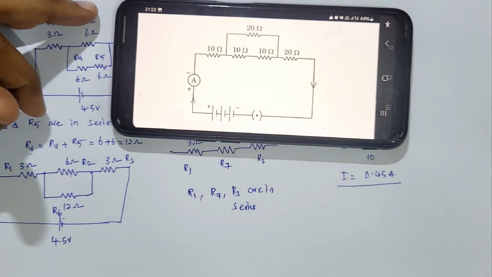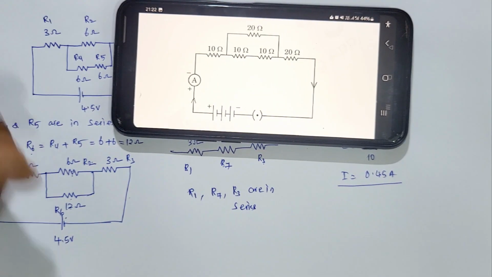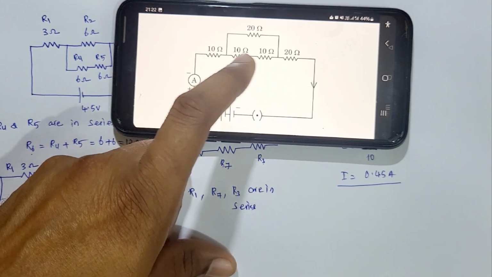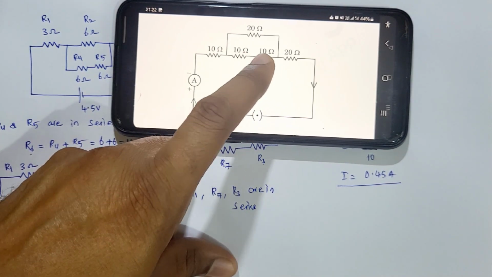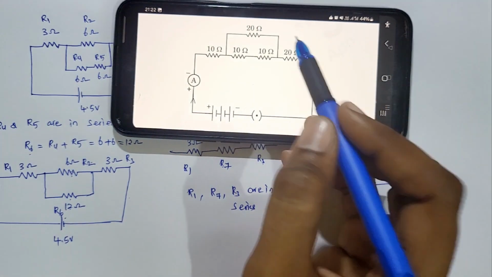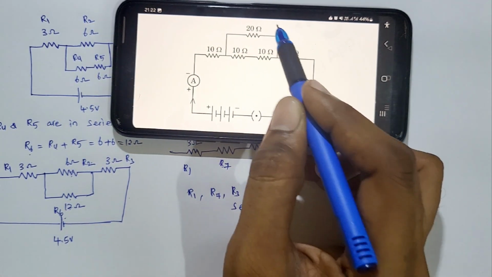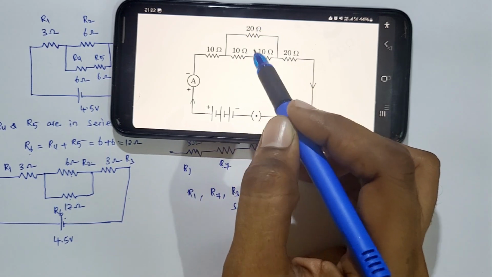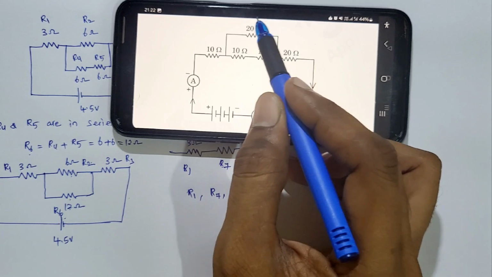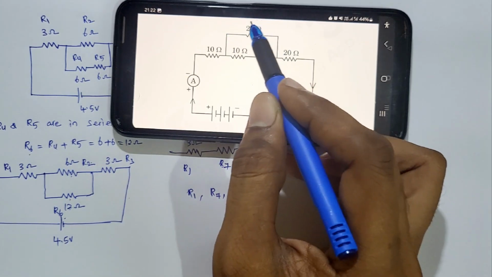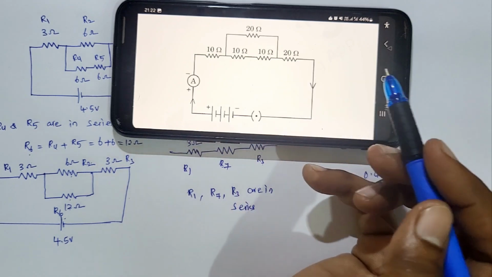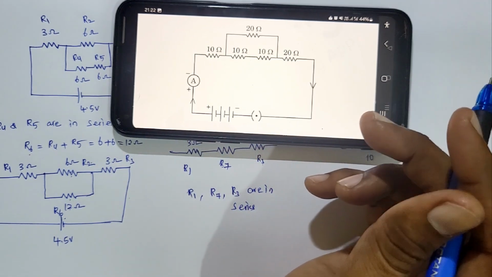Next question. See, 10 plus 10, 20. Correct? These are in series. 10 plus 10, 20. 20 and 20 in parallel. So this whole combination will give a resistance of 10 ohms. Now this circuit will become 10 ohms, 10 ohms, 10 ohms. This whole will be removed and a 10 ohm resistance will be there. 10 ohm, 10 ohm, 20 ohm. So total resistance will be 40 ohm.